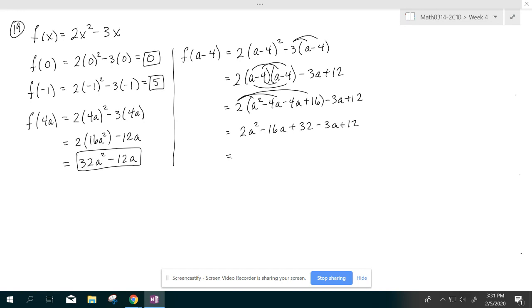And now I've got one more step and I'm done. 2a squared. I've got a minus 16a and a minus 3a. Minus 19a. I've got a plus 32 and a plus 12. And we're done. Isn't that fun? That's my favorite. I guarantee that'll be on a test. I love that stuff right there. Getting to foil it. But y'all already know what's going to be on the test, don't you? I did a review yesterday.